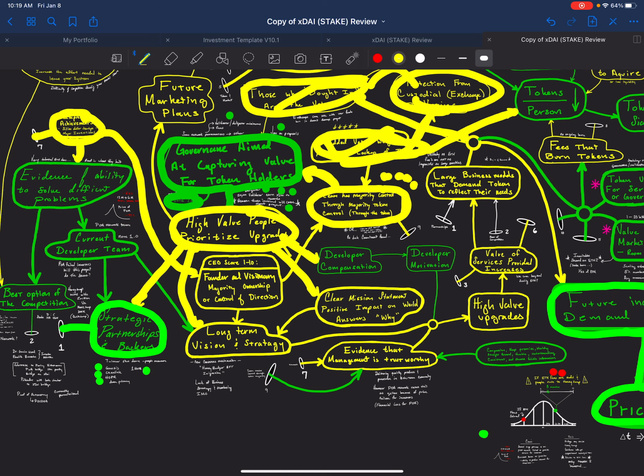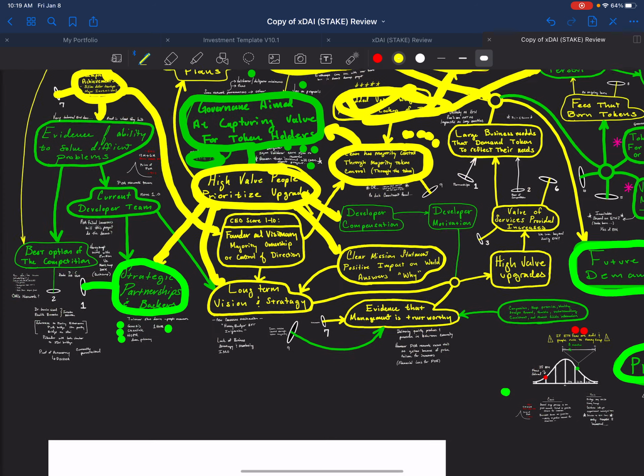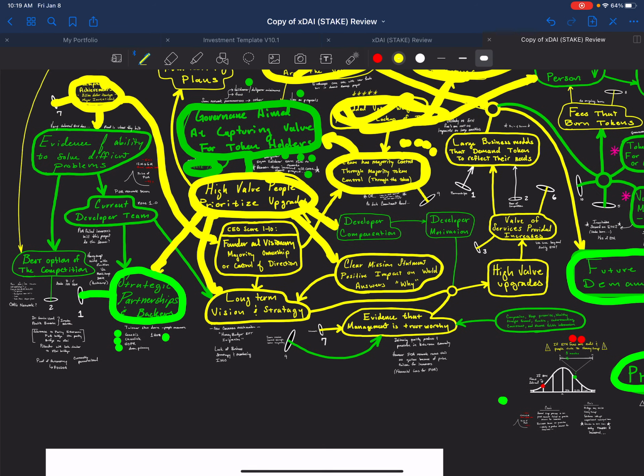It's up to the development team to decide what proposals ultimately get through. The thing the token holders could do is put up proposals, but can they put those proposals in like they can in DOT? I don't know. It doesn't seem to be the case. So I put that as yellow.